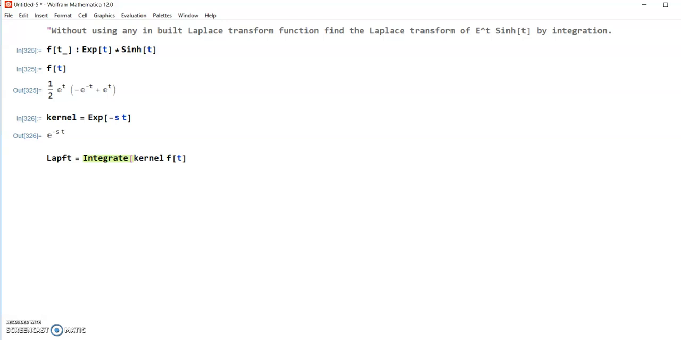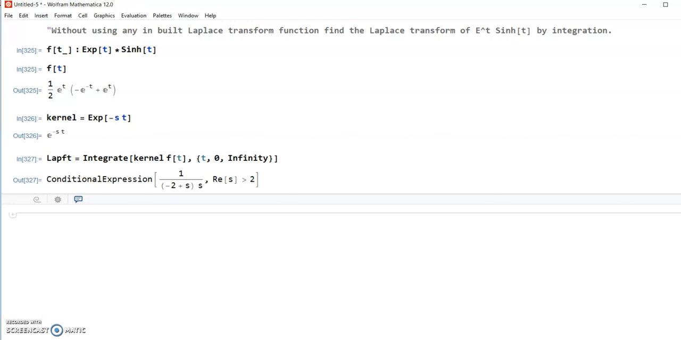This is the function. Okay, kernel times f of t, and then we need to define the integration limits. So the integration limits are in terms of t from 0 to infinity. Infinity, we can write full word infinity starting with capital I. Then curly bracket close, and then the square bracket close. Shift enter, and then we will get this expression.